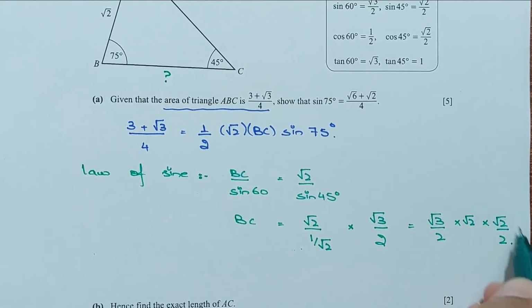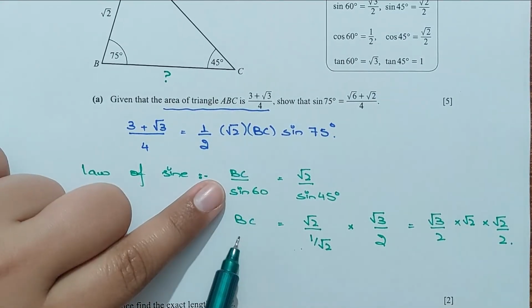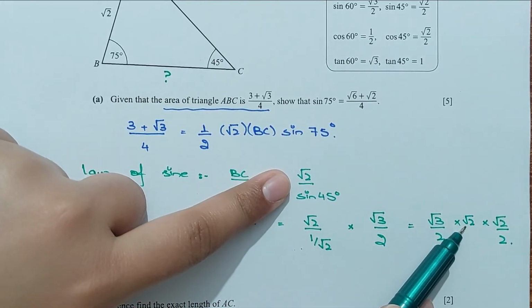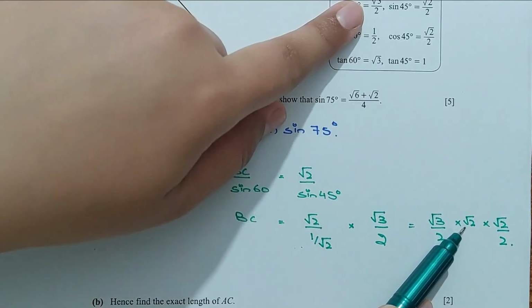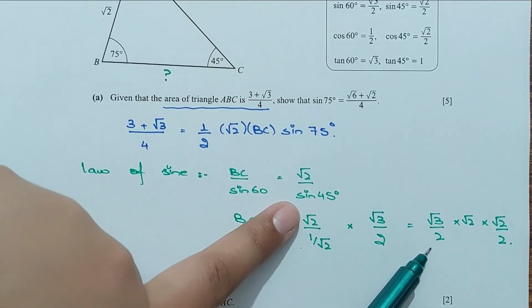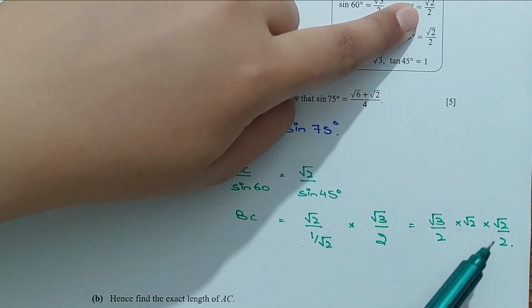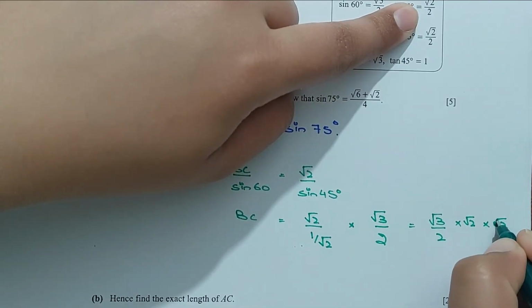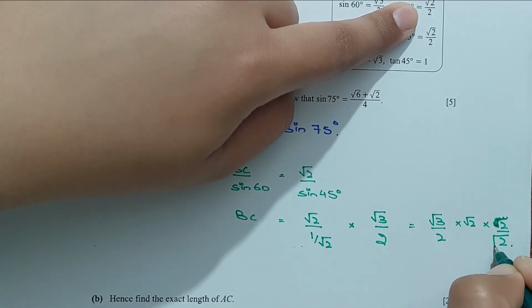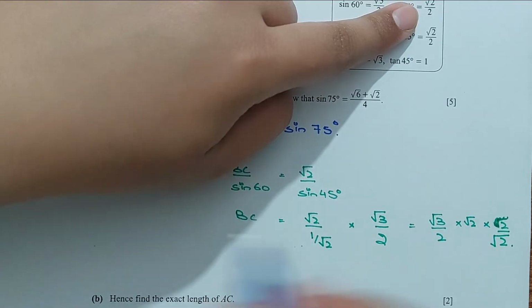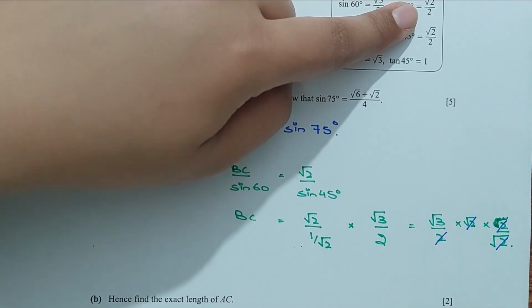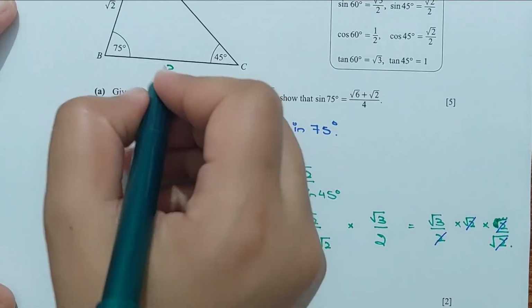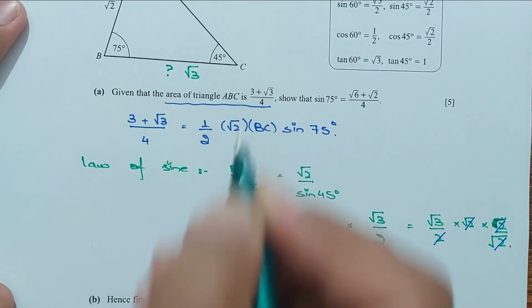Sorry, we have to reciprocate this because BC is square root of 2 stays the same, and sine 60, which is square root of 3 over 2, and sine 45 is a reciprocal, so it is 2 over square root of 2. This is 2 and this is square root of 2, right? So 2 is cancelled with 2, square root of 2 is cancelled with square root of 2, so BC is just square root of 3. This is root 3, right?